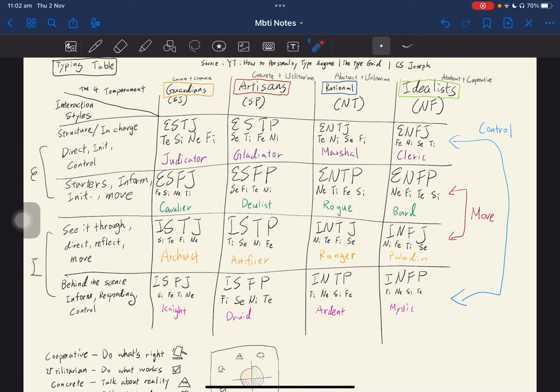Anyways, here's the typing table. This is the type grid from CS Joseph. I just combined more information in here. So if you know, like me for example, am I an extrovert or introvert? I'm definitely not an extrovert. I'm definitely an introvert. Okay, so am I a movement or control type?